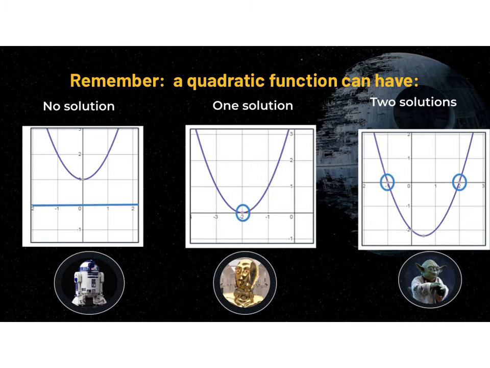Remember, we could have no solution, where the parabola does not touch the x-axis. You can have one solution, so you get one value for x, which I think you saw in the video last week, Dr. Berger's video. He had one that only had one solution, or you could have two solutions. So keep that in mind.